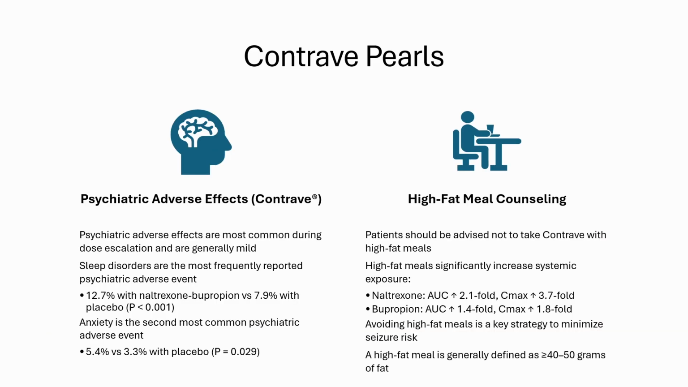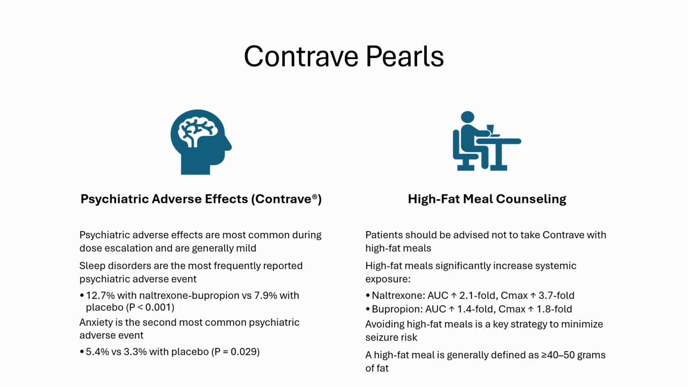The most common psychiatric adverse effects occur during dose escalation and are generally mild. Sleep disorders were the most common psychiatric adverse event at 12.7% versus 7.9% for placebo, followed by anxiety, which was 5.4% for Contrave versus 3.3% for placebo. Patients should be counseled not to take the medication with high-fat meals.